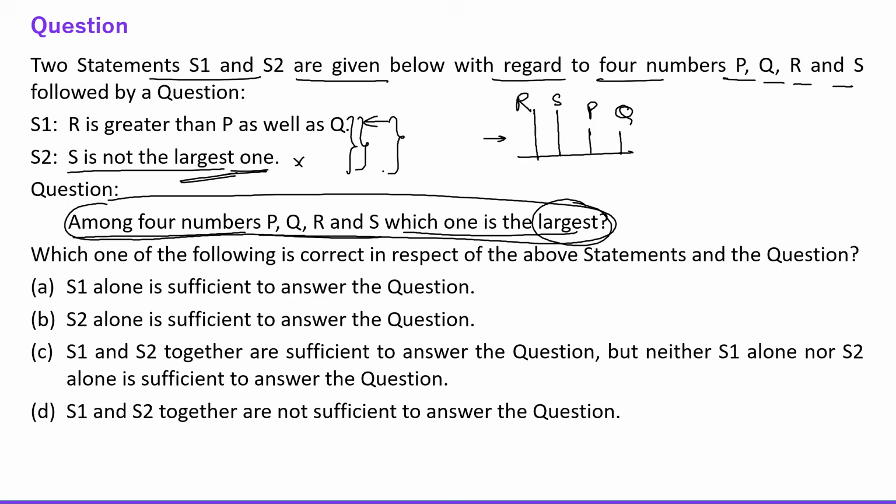So question is what? Answer is what? S1 and S2 together are not sufficient to answer this question. D option is the right choice. Now move to next question.